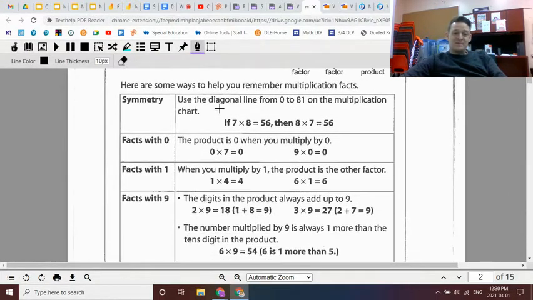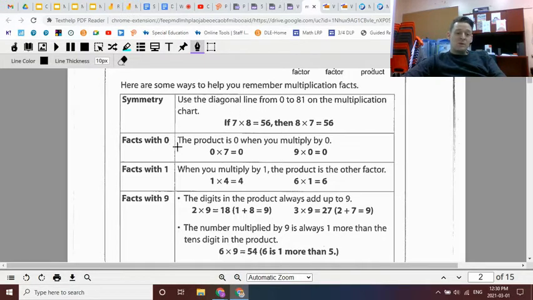Symmetry. Use the diagonal line from 0 to 81 on the multiplication chart. It says if 7 times 8 equals 56, then 8 times 7 equals 56. What this rule is talking about is you can flip your factors and it will not change your answer. So 2 times 3 is 6, 3 times 2 is 6. 1 times 7 is 7, 7 times 1 is 7. It doesn't matter the order.